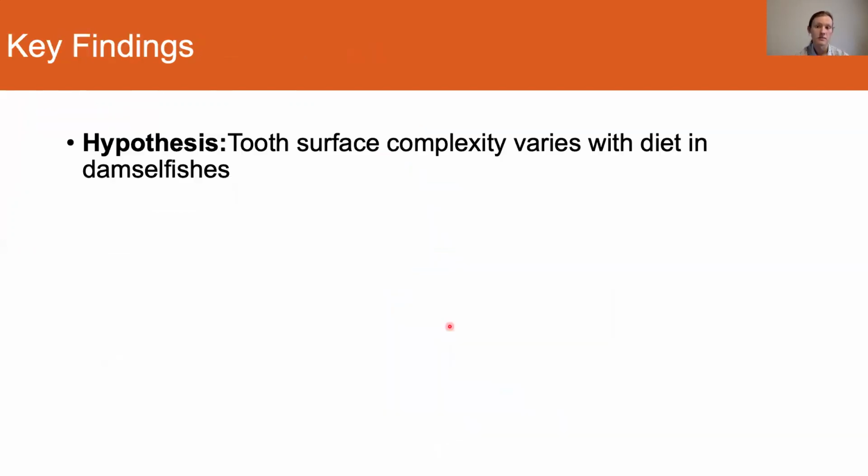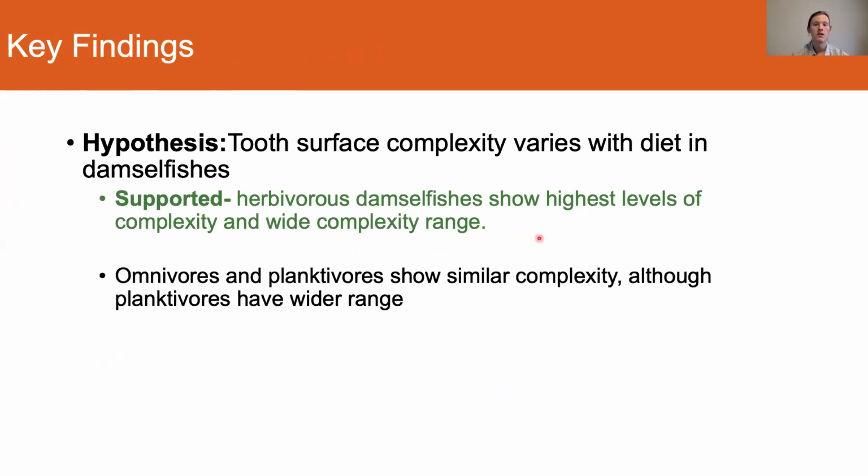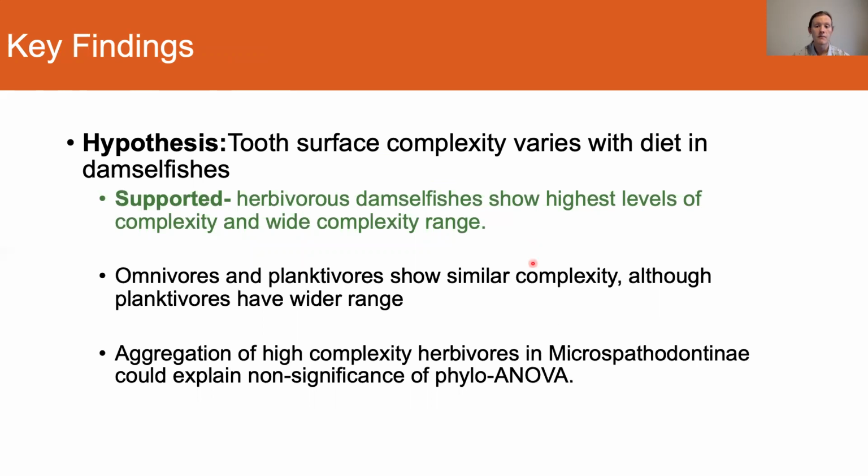So, tying this all together, do our results support our original hypothesis that tooth surface complexity varies with diet in damselfishes? Our data suggests that yes, they do. Herbivorous fishes consistently showed the highest levels of tooth complexity, and they also demonstrated a surprisingly wide range in complexity. Regarding omnivores and planktivores, they show similar complexity, although planktivores do have a wider range. And finally, aggregation of high complexity herbivores in the Microspathodontidae could explain why herbivory loses its significance once phylogeny is taken into account.